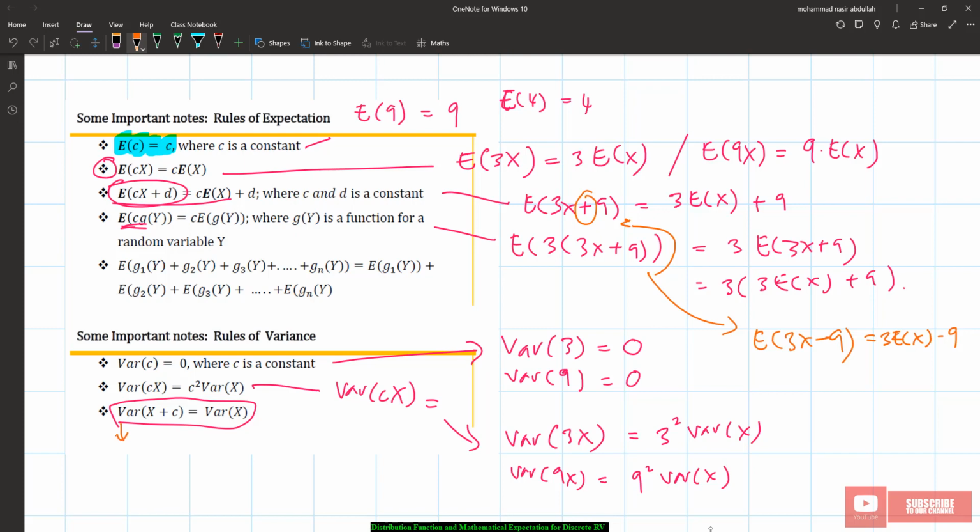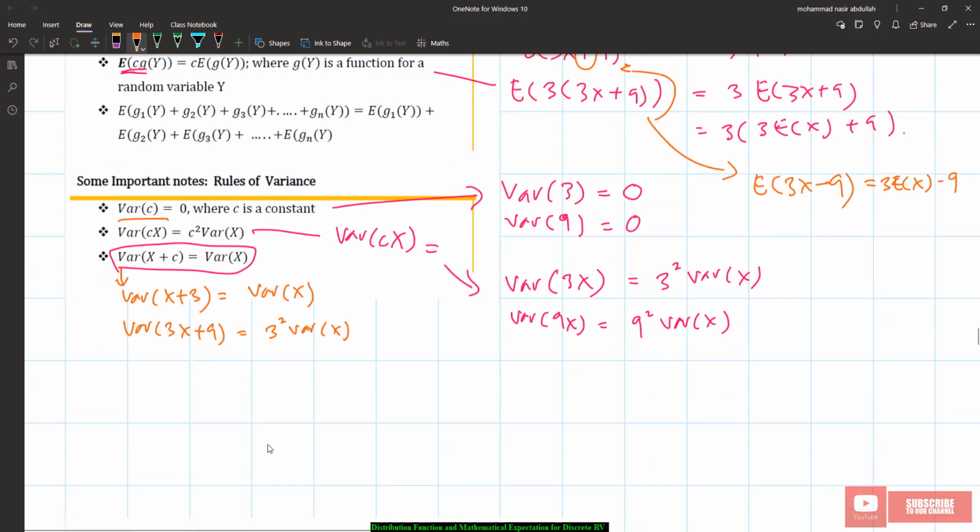But for variance of x plus 3, for example, it is equal to variance x. So the plus 3 is equal to 0 because variance of a constant is equal to 0. What if you have variance of 3x plus 9? It should be equal to 3 power of 2 variance x plus 0. So 9 is a constant, variance of a number is equal to 0.